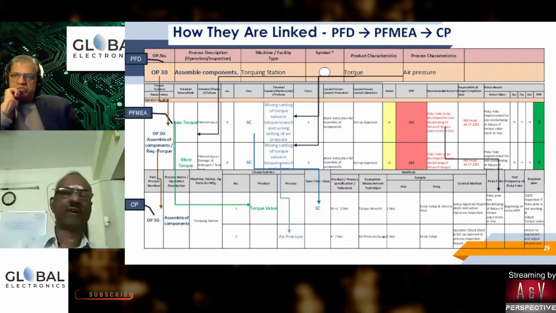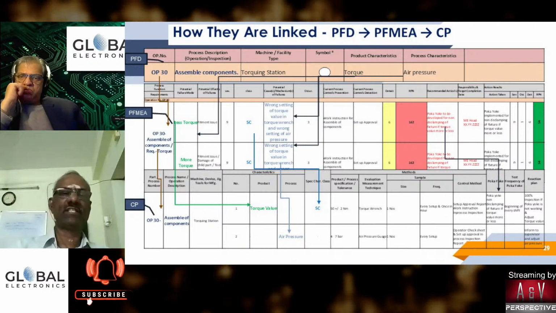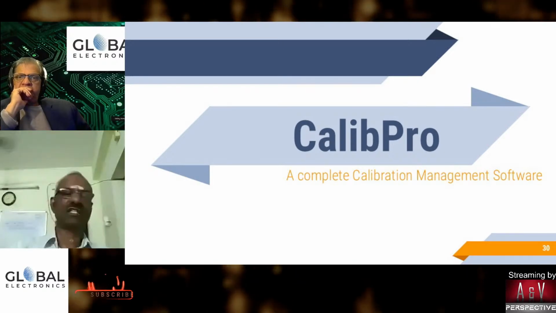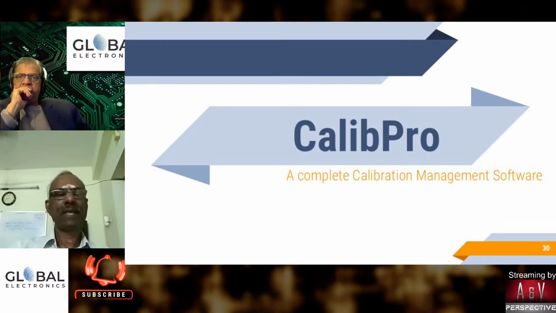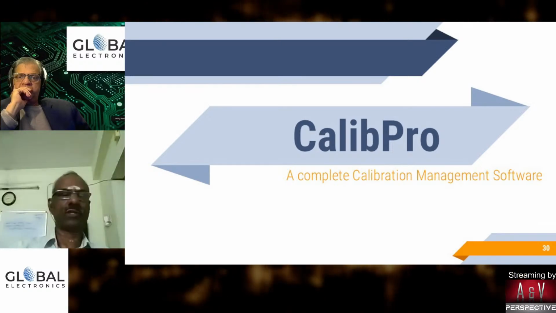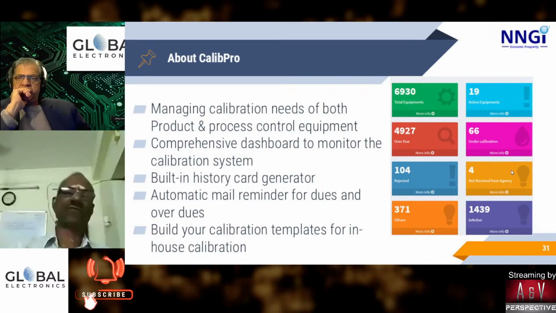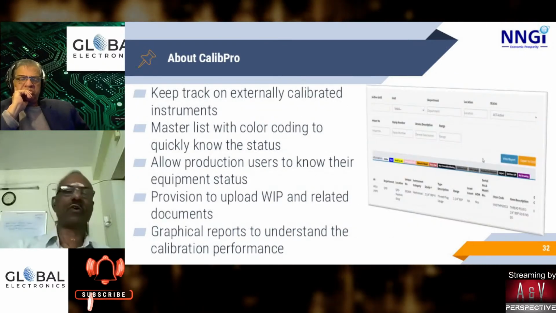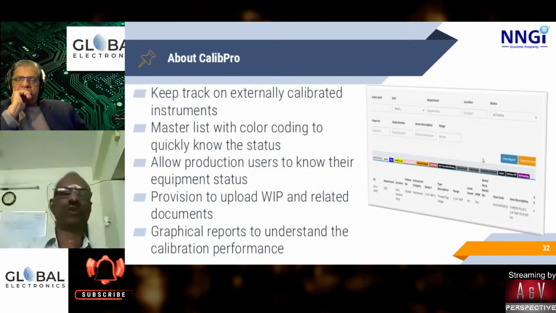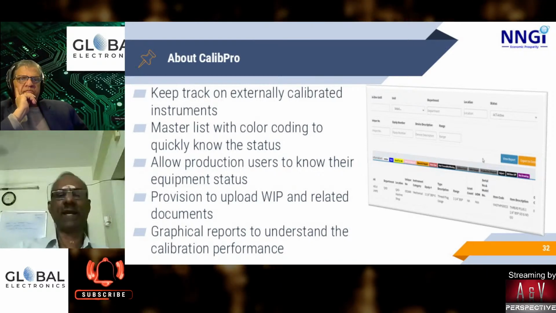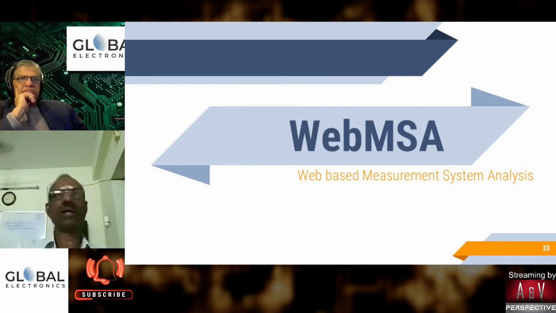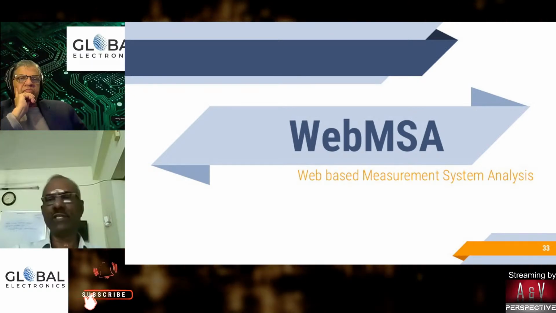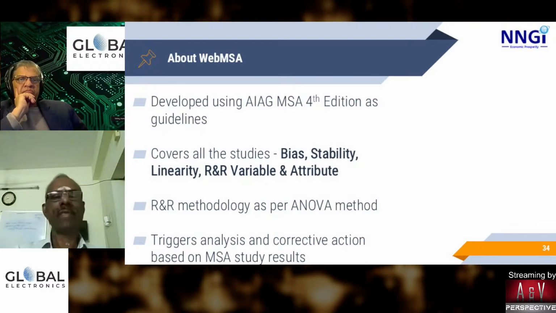And we have also got a calibration management software, which manages the calibration needs of both product and process control equipment, and has a comprehensive dashboard to monitor the calibration system. It has a built-in history card generator, and it also gives an automatic mail reminder for dues and overdues. And it monitors both in-house calibration as well as external calibration. A proper master list is maintained with proper color coding, and the equipment status of calibration is also known to all the users. It also gives a provision to upload the work in progress and the related documentation. A lot of graphical reports are available to understand the calibration performance, including the trend of the accuracy of the instruments.